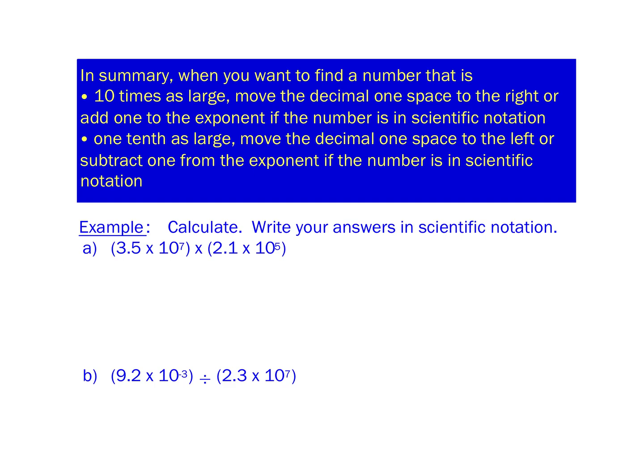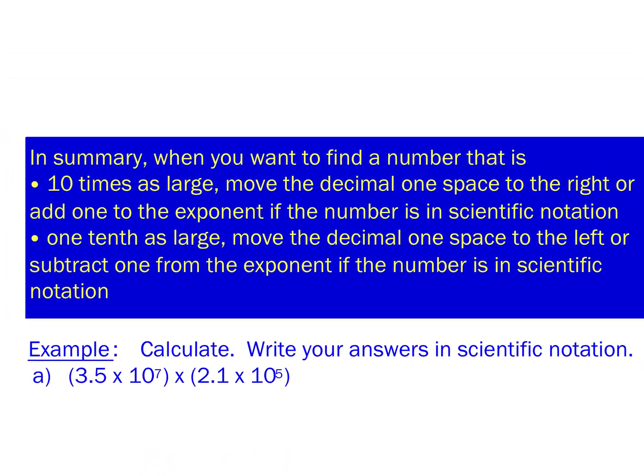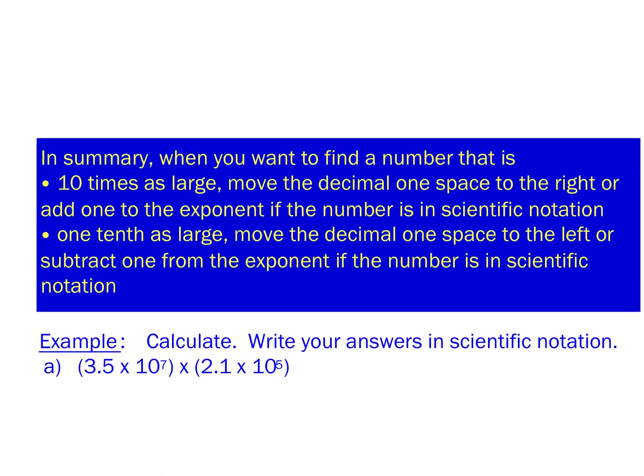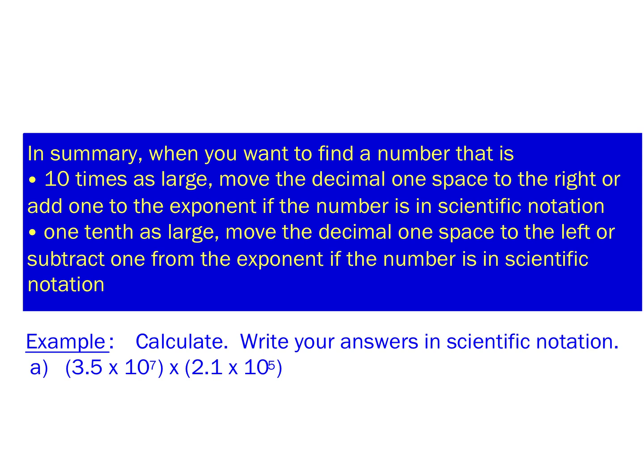In summary, when you want to find a number that's 10 times as large, move the decimal one space to the right or add 1 to the exponent if the number's in scientific notation. If you want to find the number that's 1/10 as large, move the decimal one space to the left or subtract 1 from the exponent if the number's in scientific notation. That's just a summary of what we discovered on the previous page.